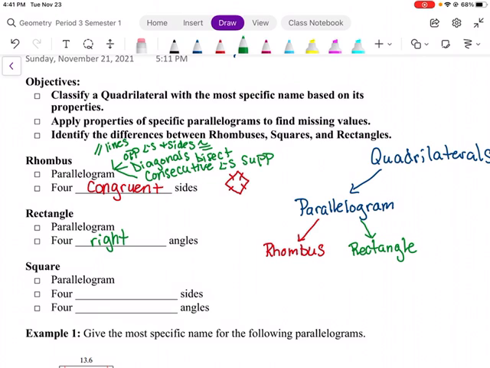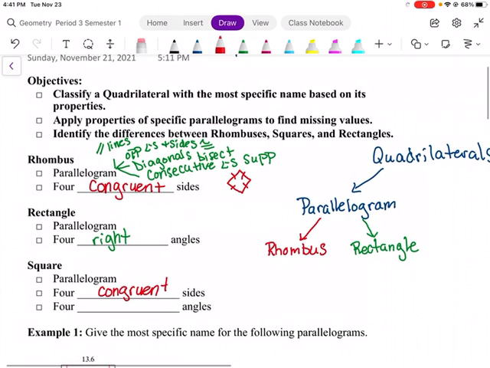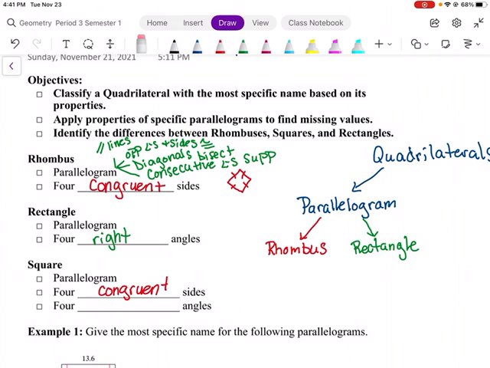And then the last type that we're going to talk about is a square. A square is a parallelogram which has 4 congruent sides and 4 right angles. Sorry about that. And you might notice that the 4 congruent sides is very similar. It has the same property as a rhombus. And then the 4 right angles, that is the same property of a rectangle. Which means that not only is it a type of parallelogram, it is also considered a rhombus and a rectangle.